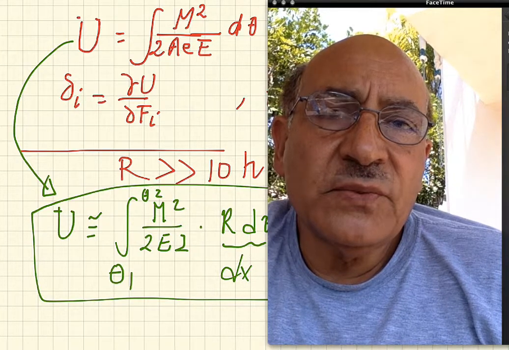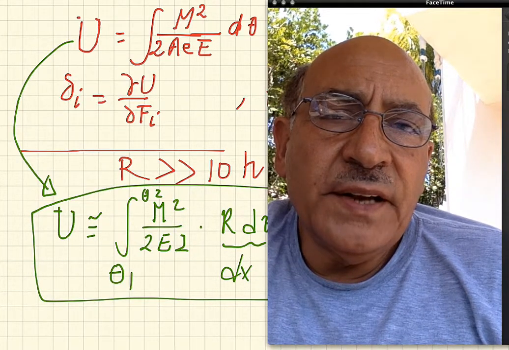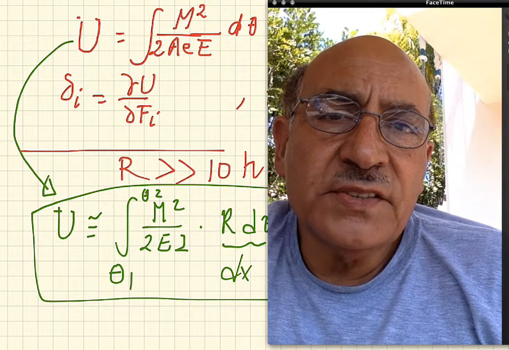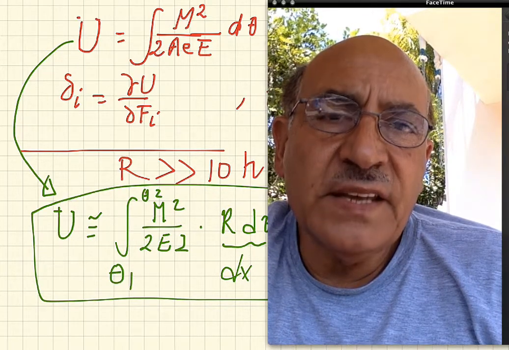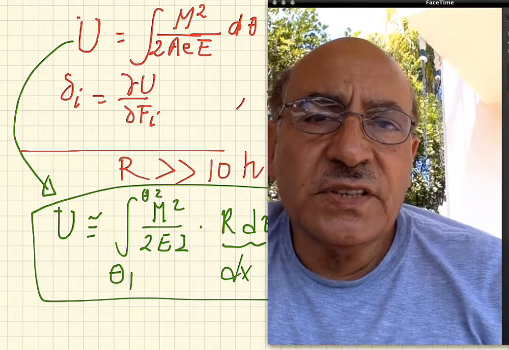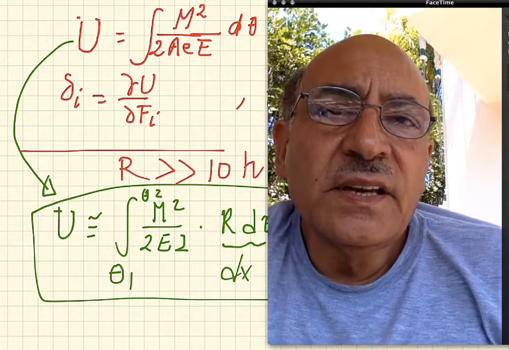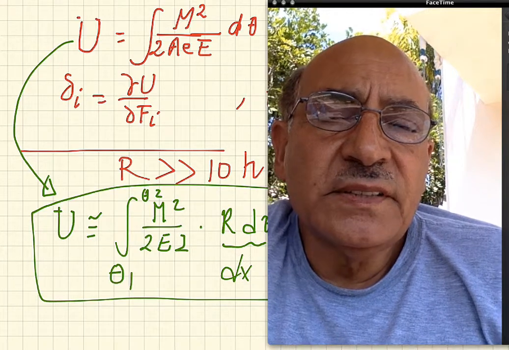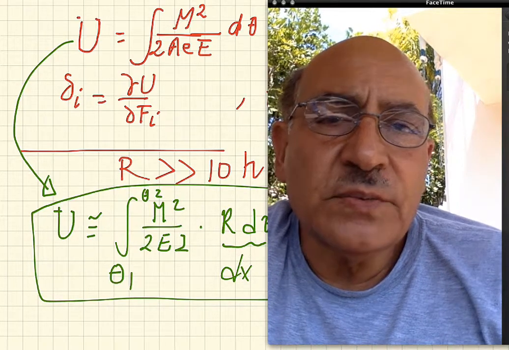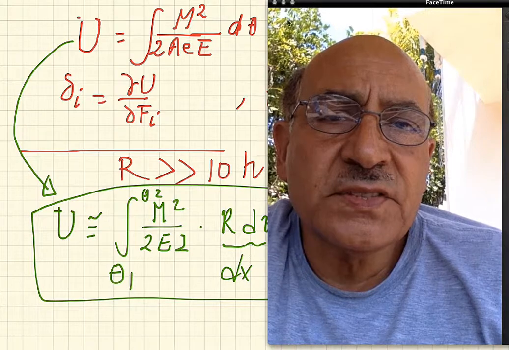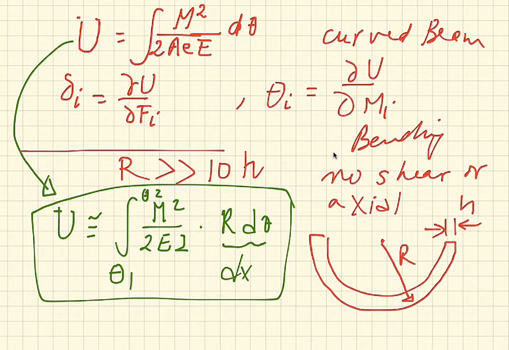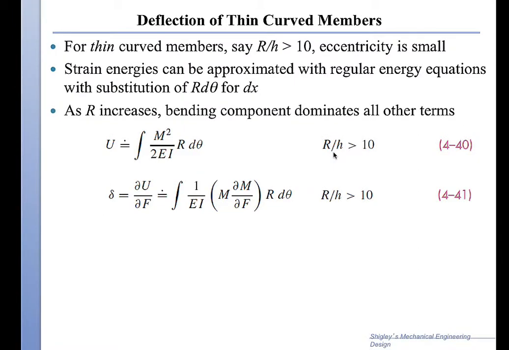I'm going to give one example on deflection calculations of a beam that has curvature, and it also has a straight section to be more general, and then we'll move on to indeterminate beams. So let's look at the first example here. In this example, we have the curved beam. This is a summary of what I've just mentioned.